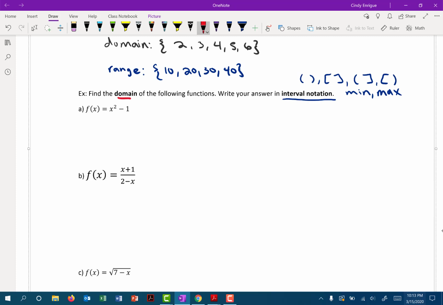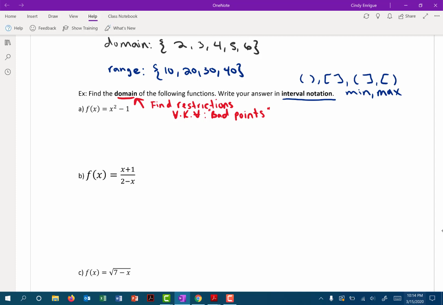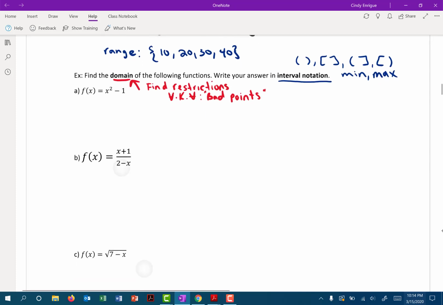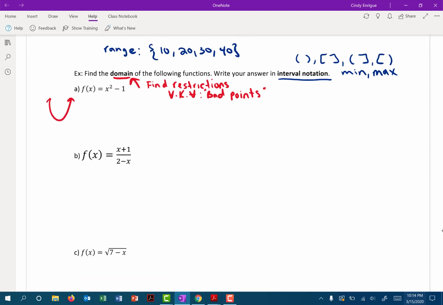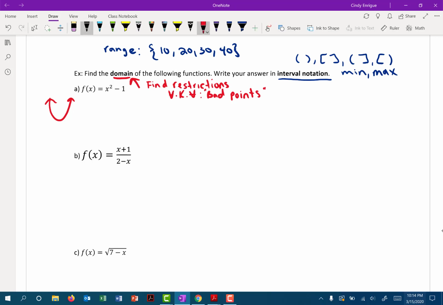So for domain, if we're trying to find it, find the restrictions, AKA the bad points. So let's think about this. I have x squared minus 1. So visually, we know this is going to be like a parabola. So in this case, we actually don't have any bad points.